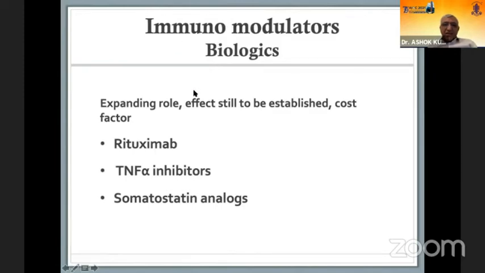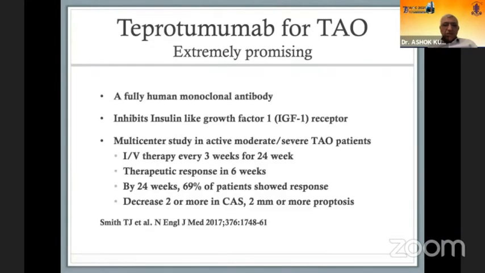Biologics have again a role which is yet to be established, but they're being increasingly used. Rituximab therapy has been used in several series, but without any conclusive results. Teprotumumab has come as an extremely promising therapy with a multicentric study on intravenous therapy every 3 weeks for 24 weeks, showing a good therapeutic response starting within 6 weeks, and nearly 69% of patients showed a response, with a number of parameters showing regression.